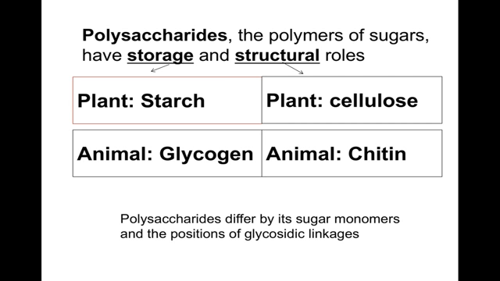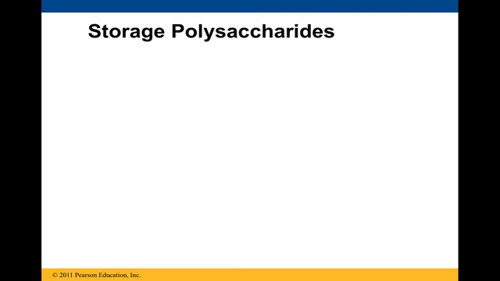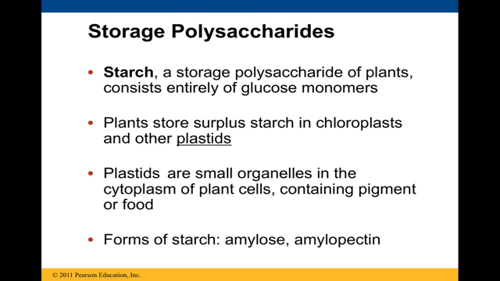And you have to remember each category of one in plant and one in animal. So learn this slide example for each one, and we will talk about each of them in coming slides. Coming to the storage polysaccharide in plants, example is starch.